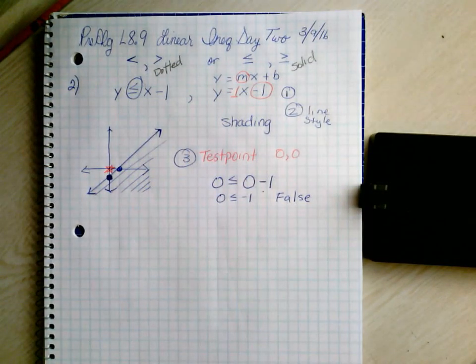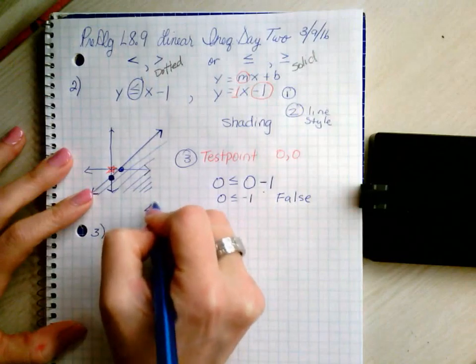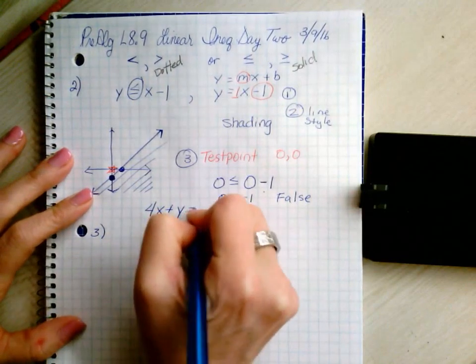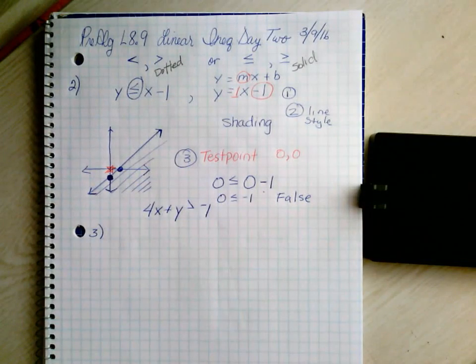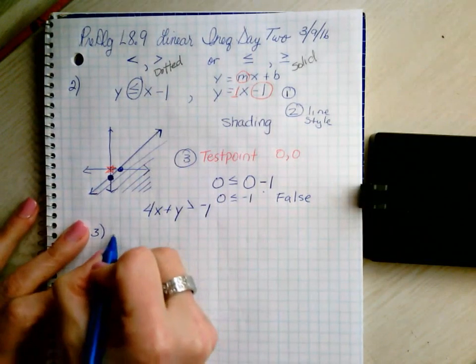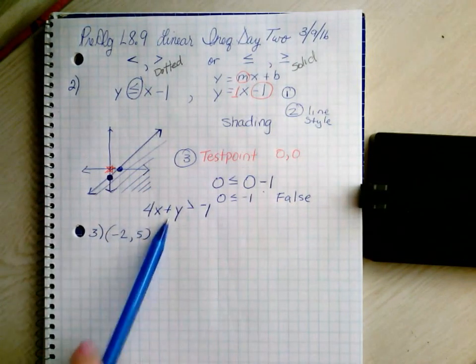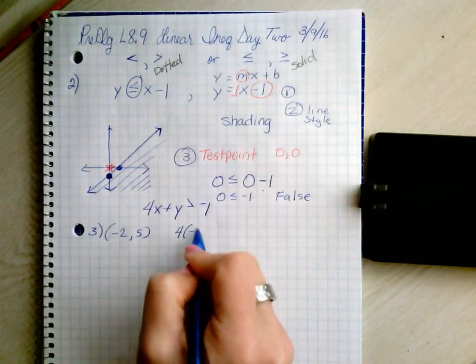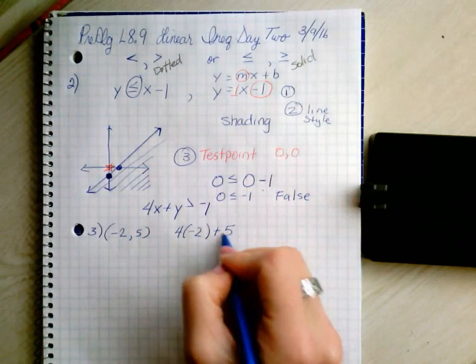Moving on. 3, 4, 5, and 6, we are asking ourselves whether or not these ordered pairs are solutions. First I'm going to write the inequality. It's 4x plus y is greater than negative 1. The first pair is negative 2, 5. I'm going to plug in the negative 2 as the x value. The 5 is the y value.